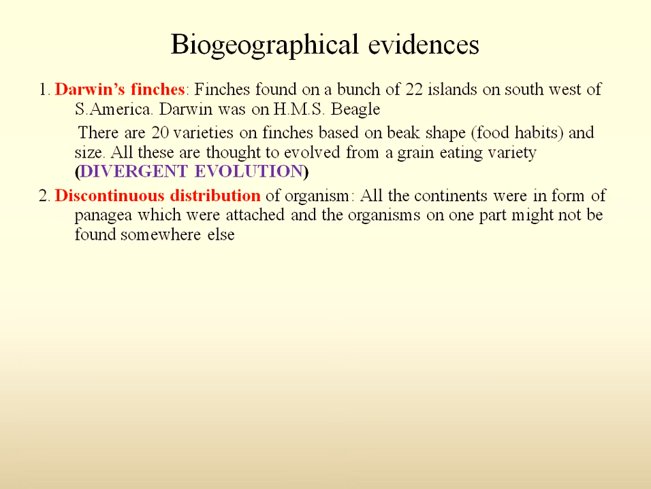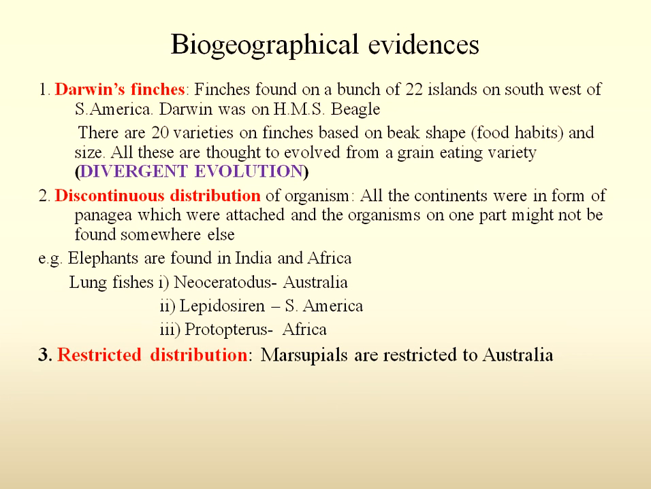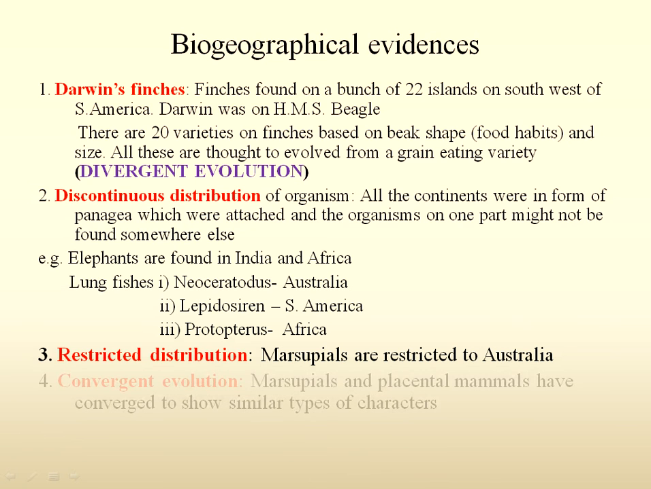This continuous distribution of organisms is the next biogeographical evidence. All the continents were in the form of Pangaea, which were attached, and the organisms on one part might not be found somewhere else, like elephants are only found in India and Africa. Lungfishes like Neoceratodus is found in Australia, Lepidosiren in South America, Protopterus in Africa. There is also restricted distribution of marsupials in Australia.